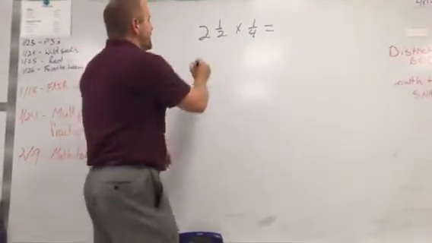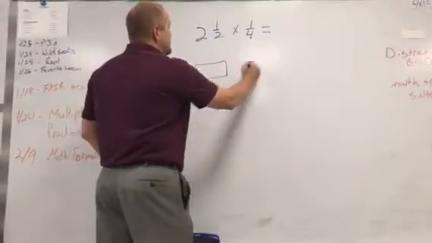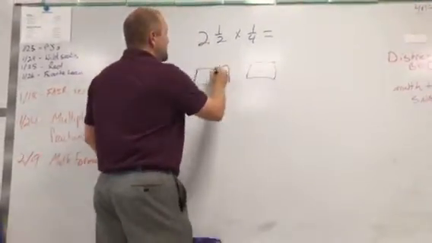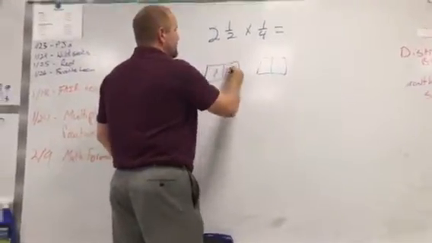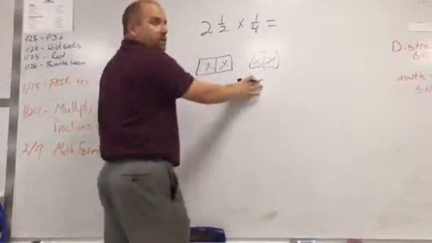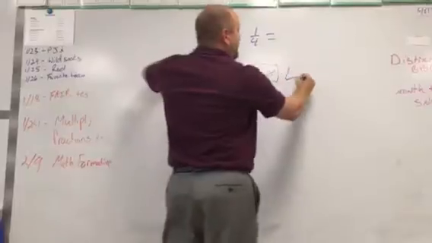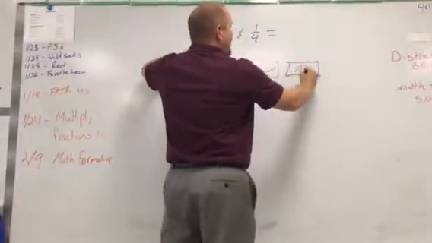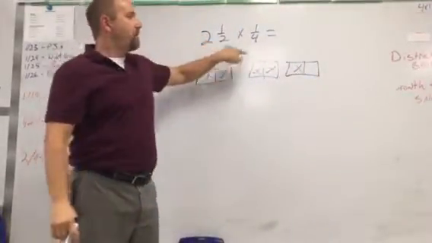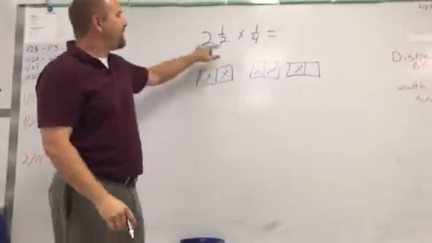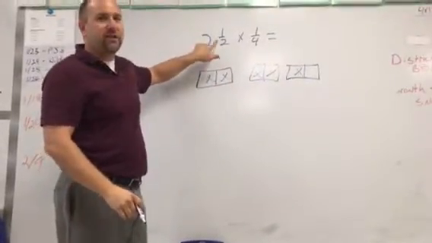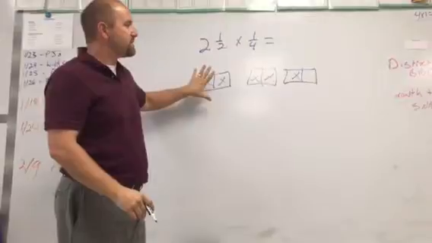In order to do that, I'm going to draw my 2 units and I'm going to split them into halves. So these 2 units represent my 2 wholes, and I need 1 more half. So I'm going to draw another unit, split it in half, and mark 1 section. I'm splitting each one in half because my denominator for this fraction is a 2 representing the halves.